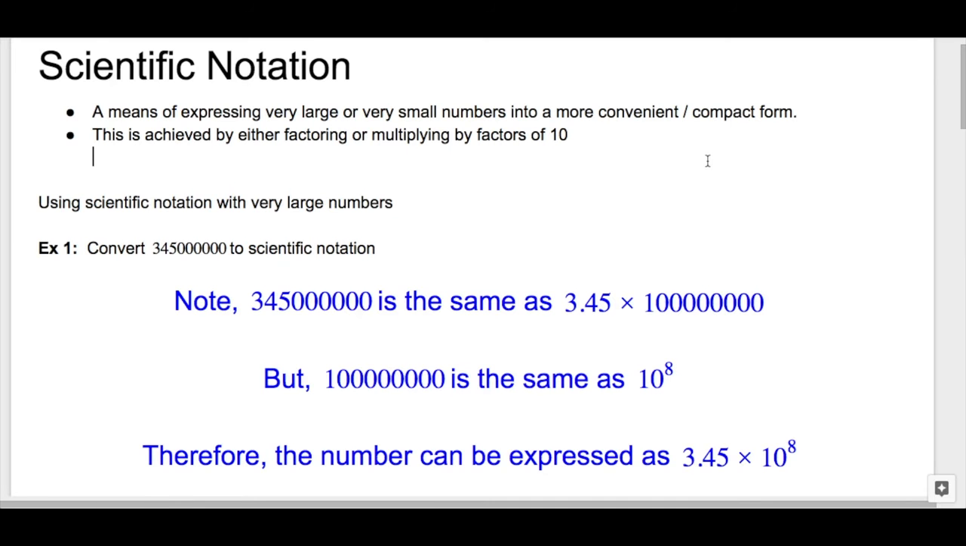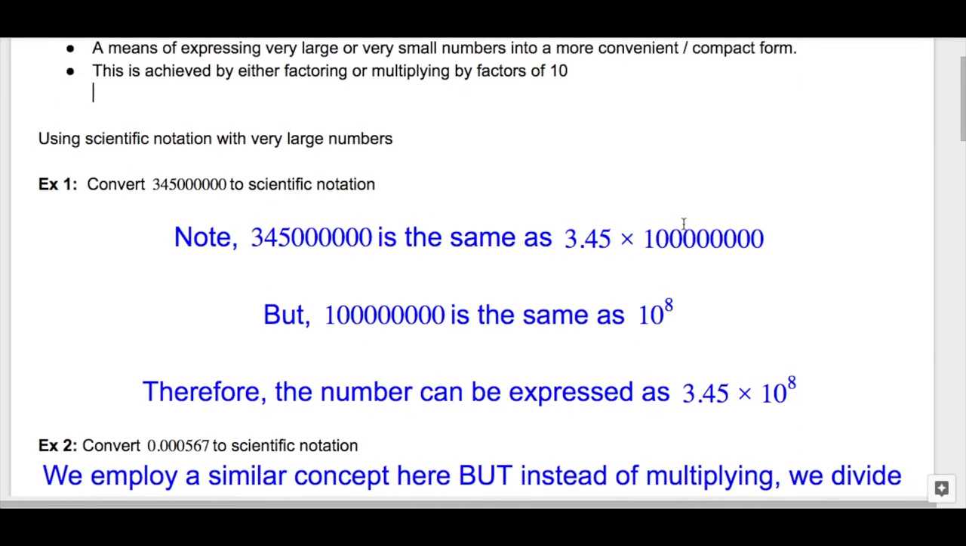Today we're talking about scientific notation. What is scientific notation? Well, scientific notation is a means of expressing very large or very small numbers into a more convenient, compact form. This is achieved either by factoring or multiplying by factors of 10. Let's take a look at a few examples to get a better understanding of exactly how this is done.